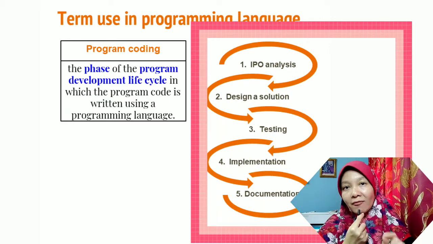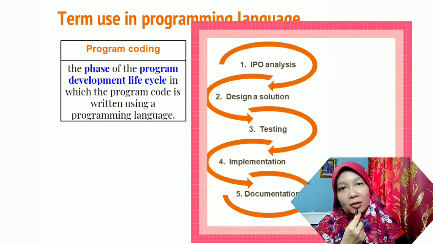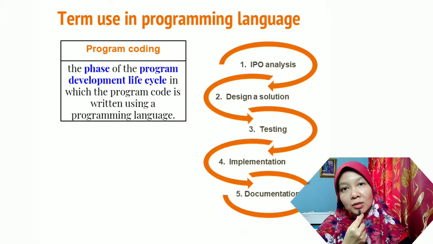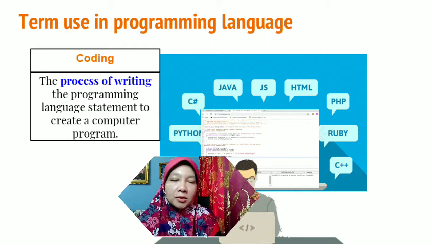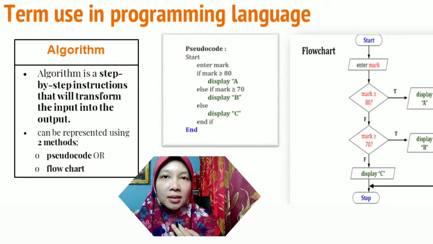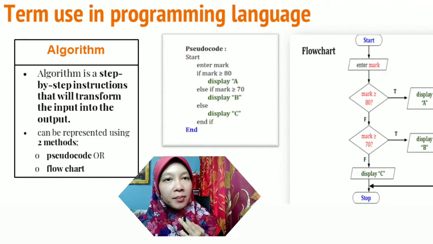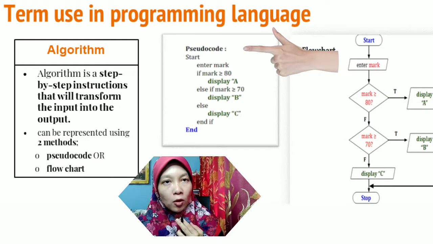Program coding is the phase of the program development life cycle in which the program code is written using a programming language. Coding is the process of writing the programming language statements to create a computer program. An algorithm is a step-by-step instruction that will transform input into an output. It can be represented either using pseudocode or a flowchart.